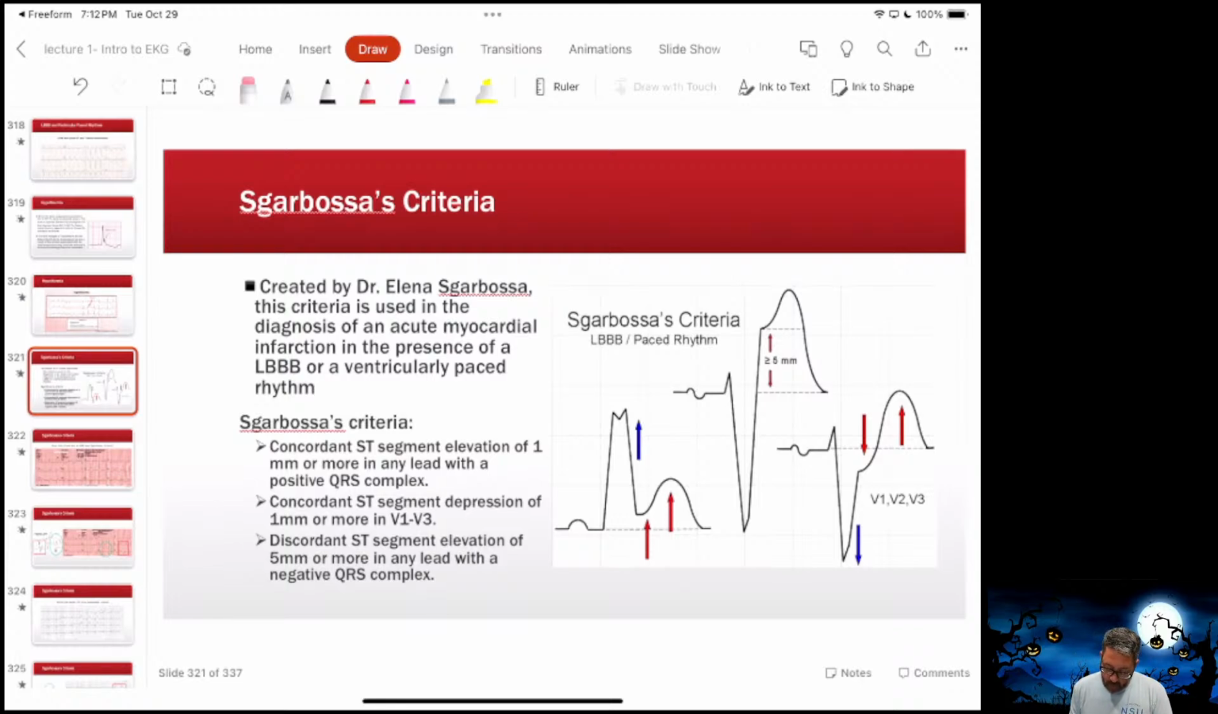Because when you have acute myocardial infarction, okay, you're going to see ST elevation. That's what you normally want to see. However, if they also have a left bundle branch block or they have a paced rhythm, it's going to alter the way the QRS complex looks. So it's hard to diagnose someone as having an MI if they already have an underlying baseline of ST elevation. So the Scarbosa's criteria comes into play when you're trying to evaluate a MI when they have an underlying left bundle branch block.